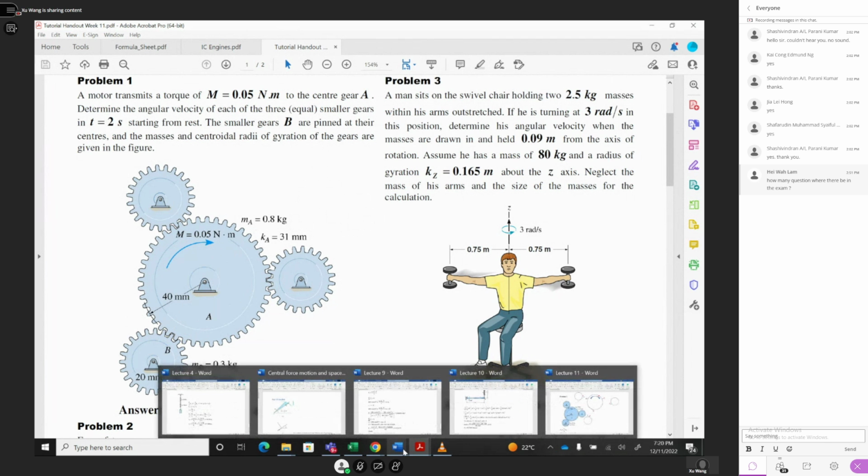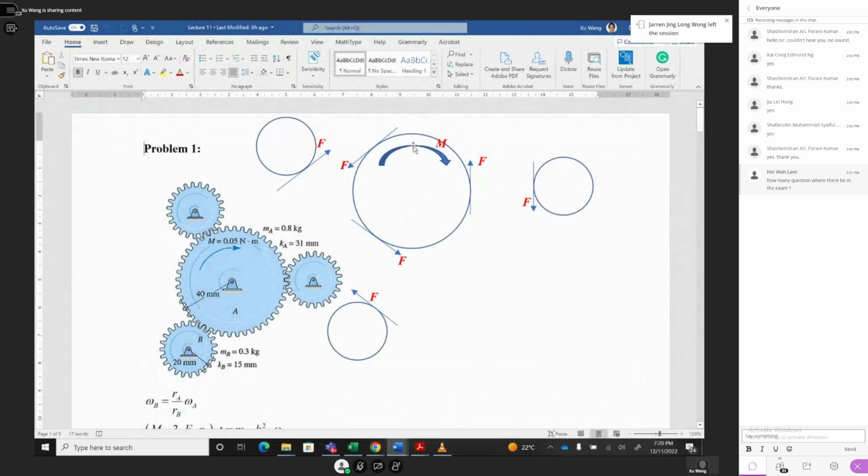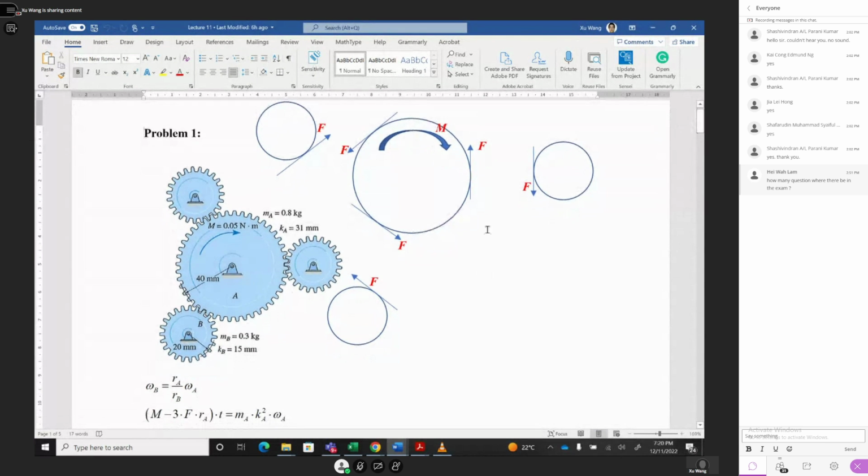So how can we do that? We can check. You have a moment like that. You have 3 mesh forces against the movement, this resistance force. And for each action-reaction, for each small gear, you have a reaction force like that. So for the gear mesh, r A omega should be equal to r B omega.